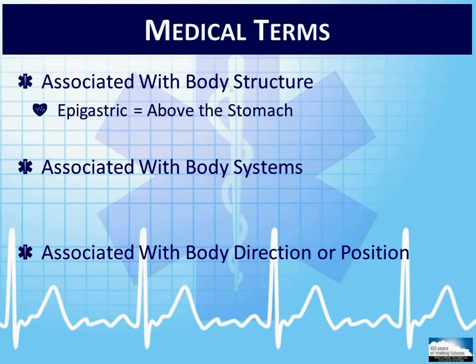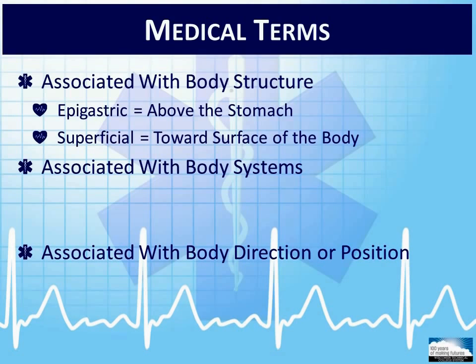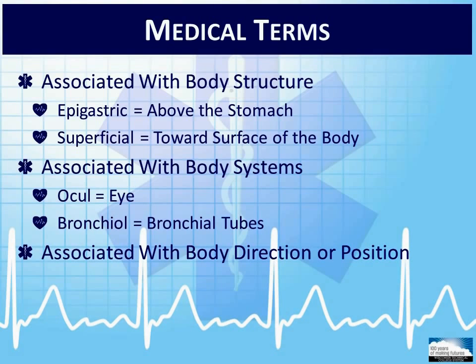For instance, epigastric and superficial are medical terms related to the body structure. Ocular refers to the eye, and bronchial refers to bronchial tubes. Both are associated with body systems.